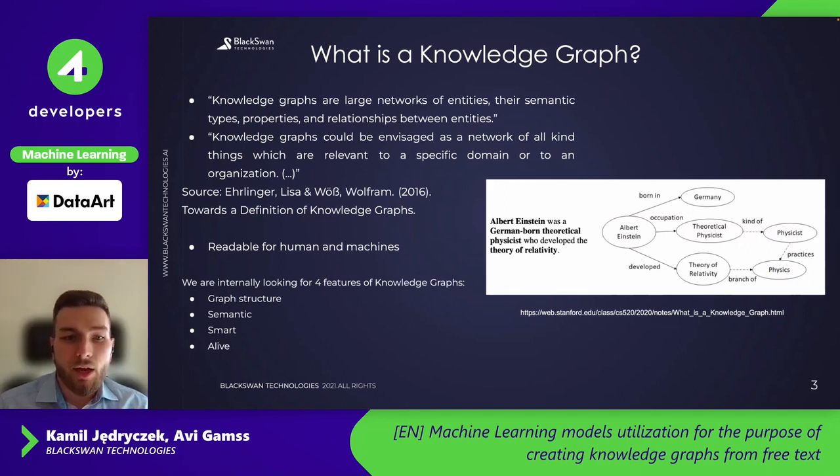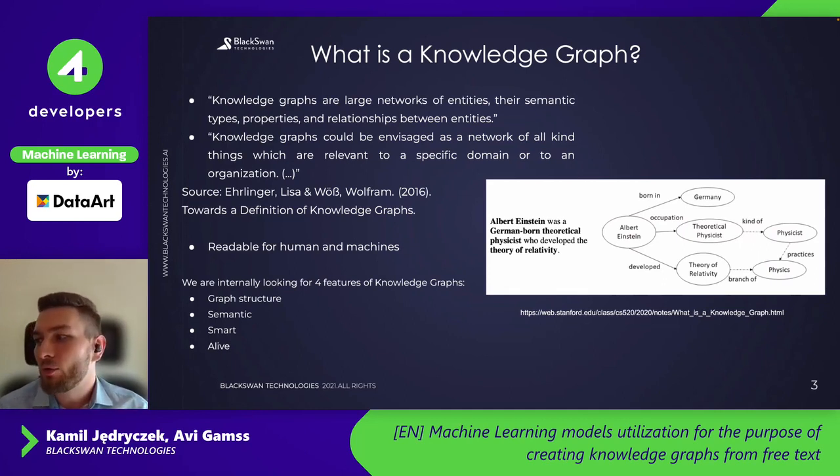Also, semantics is really important. Semantics is like meaning. It's like what we could understand from that. So again, I'm referring to this readability for humans and machines. Also, we would like it to be smart. And by smart here, we mean also this semantics and meaning, and generally speaking, that we are able to create some business added value on top of that.